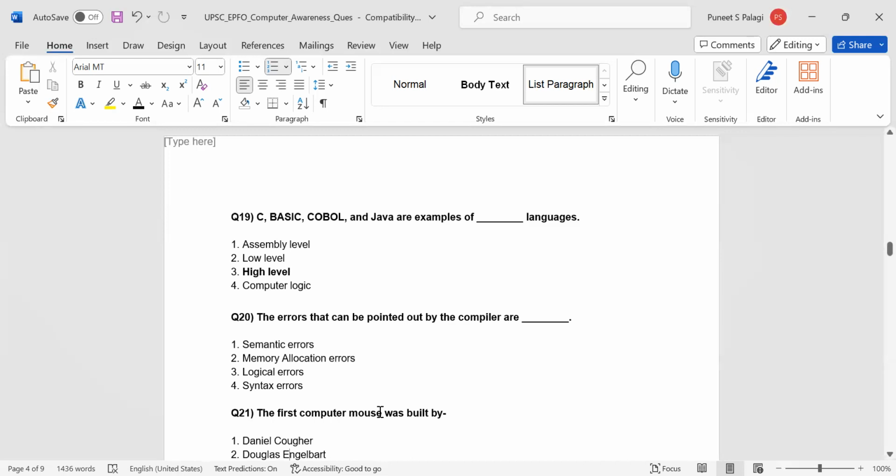The next question, the errors that can be pointed out by the compiler are semantic errors, memory allocation errors, logical errors, syntax errors. The errors that can be pointed out by the compiler are semantic, memory allocation errors, logical errors, syntax errors. So the right option is syntax errors.